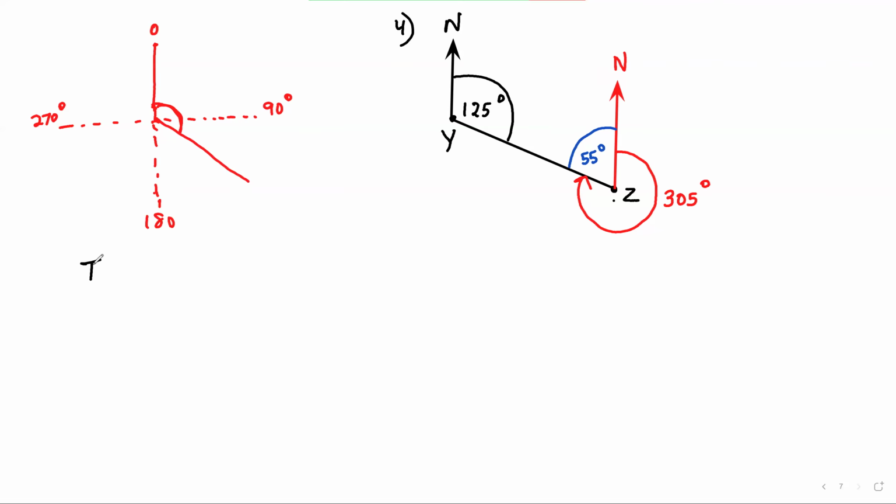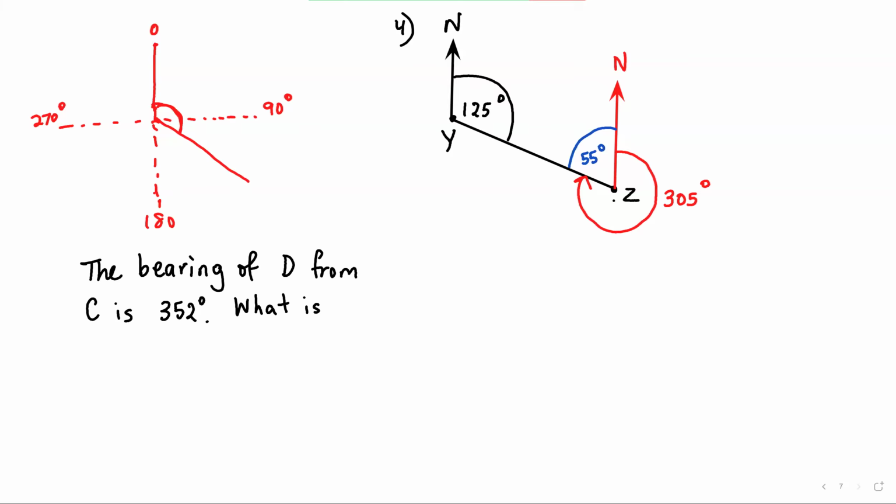Let's say the bearing of D from C is 352 degrees. What is the bearing of C from D? So D from C, so C from D, so the opposite.